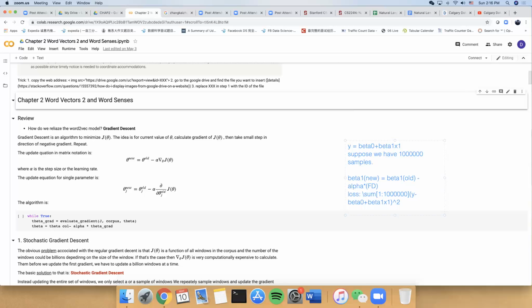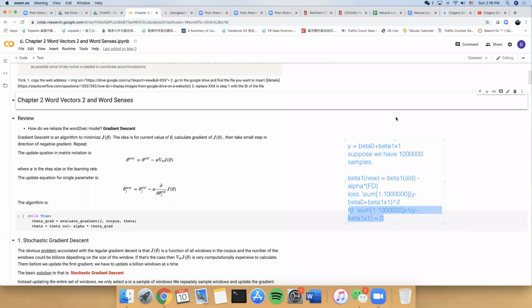And after that, remember, the first order derivative should be the sum again, from 1 to 100,000, and we have x1 times y minus beta 1. So we take the first order derivative with respect to beta 1 here, and set it equal to 0. Okay, so that's basically the first order derivative with respect to beta 1 here.